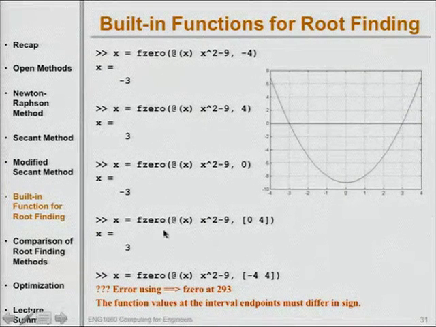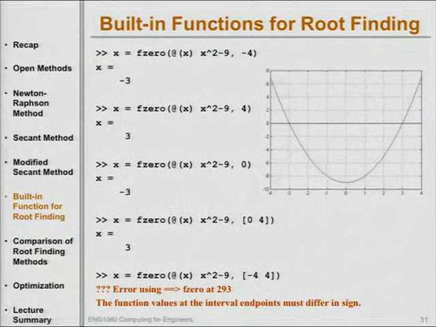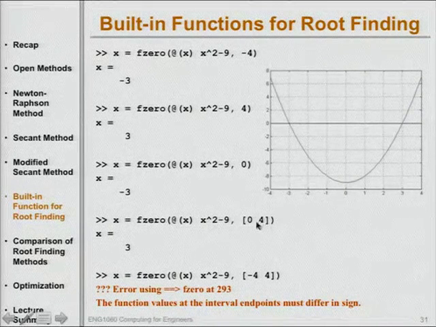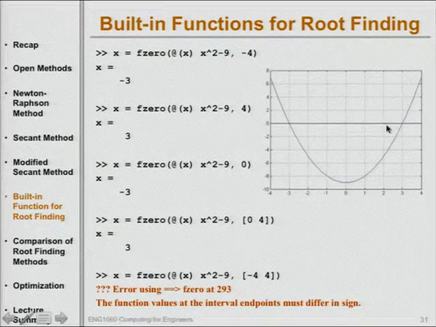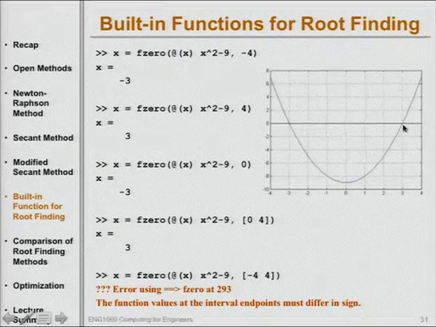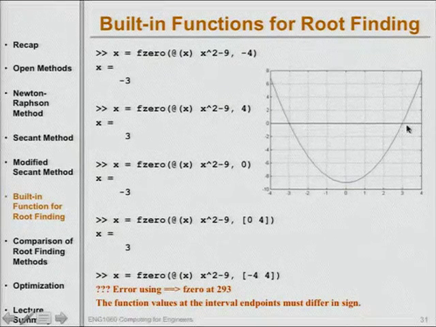The other thing is that there are two different ways of calling fzero. One is to pass in a single value. The other is to pass in two. So if we do fzero, again with our function x squared minus 9, and we pass in a bracket now of 0 to 4, we're telling it, I want to find the root that's this one here. So we're giving it a bracket.